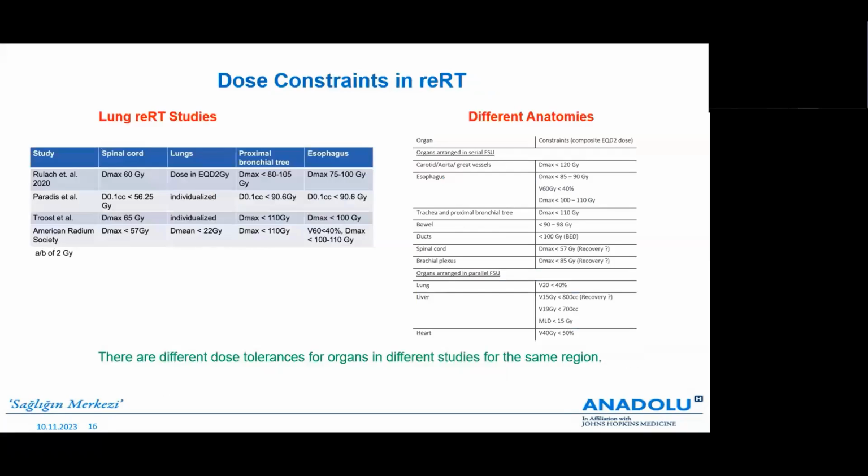So okay, we know the problems of re-irradiation. What about the dose constraint? What will we use in our departments? There are different studies, but the problem with the dose constraint is that in these 4 studies they put the alpha beta value as 2 Gy. But if you look at the spinal cord, there are different data here. Some studies use the max value, some use 0.1 cc, and there are different Dmax values for the spinal cord, which means there is a huge variation between the studies. So we need to decide which study is effective and which one is not.